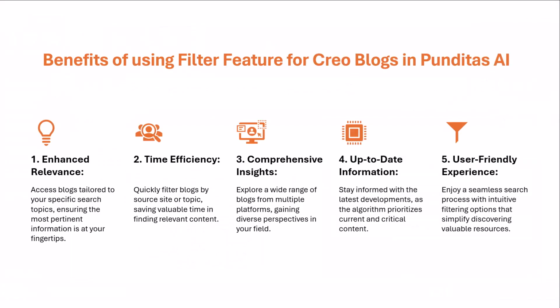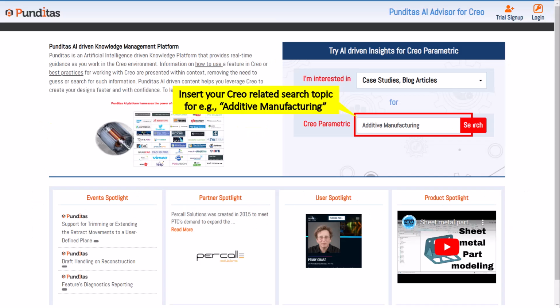Punditas AI empowers users to quickly access tailored blogs with advanced filtering options, saving time and ensuring relevance. Explore diverse perspectives across platforms, stay updated with the latest developments, and enjoy a seamless, user-friendly experience in discovering valuable content. Search for any Creo-related topic within the search box provided, for example, additive manufacturing.